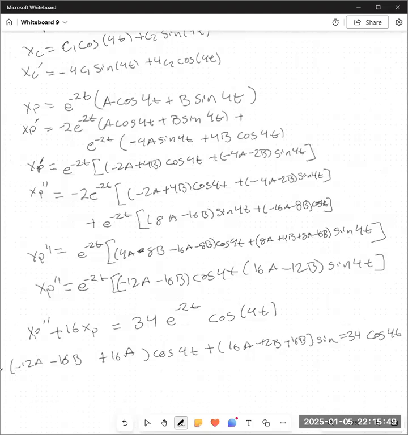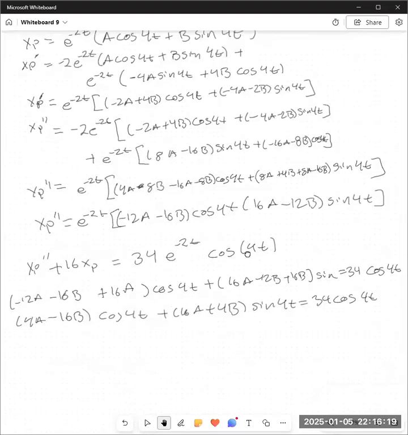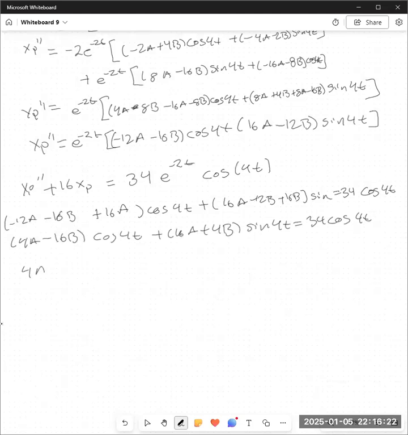So 16 minus 12, that's 4a minus 16b cosine of 4t, plus 16a plus 4b sine of 4t, equal to 34 cosine 4t, and there's 0 sines of 4t. So 4a minus 16b, the cosine part, needs to be equal to 34. And the sine part, 16a plus 4b, needs to be equal to 0.